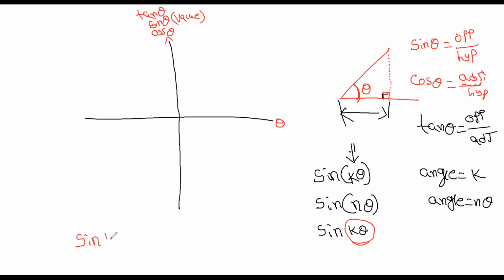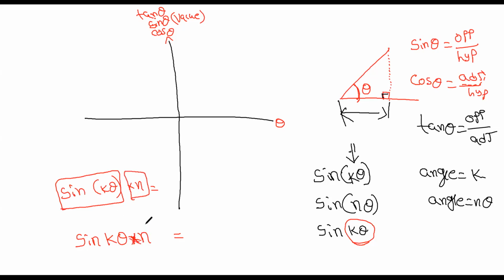So sine k theta into n. Here there is a multiplication, right? When they have represented this, it is sine of k theta into n. Sine of k theta is one particular value, and it is multiplying with n. In general, we will be confused whether this n is multiplying with k theta or with the total sine function.